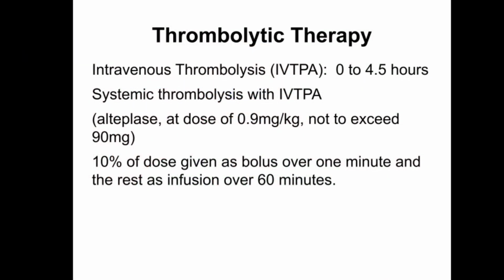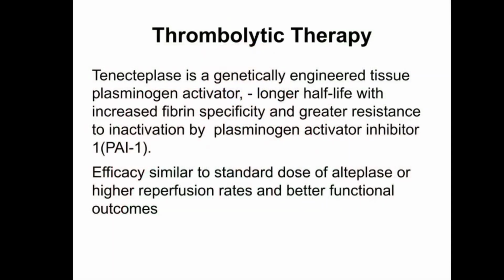Then thrombolytic therapy usually will start with IV RTPA, 0 to 4.5 hours. Systemic thrombolysis, the dose is 0.9 milligram per kilogram, not to exceed 90 milligram. And 10% of the dose will be given over 1 minute and the rest as infusion over 60 minutes. Another agent is tenecteplase. It's a genetically engineered tissue plasminogen activator, longer half-life and very specific. This also can be considered. Efficacy is almost the same as RTPA.